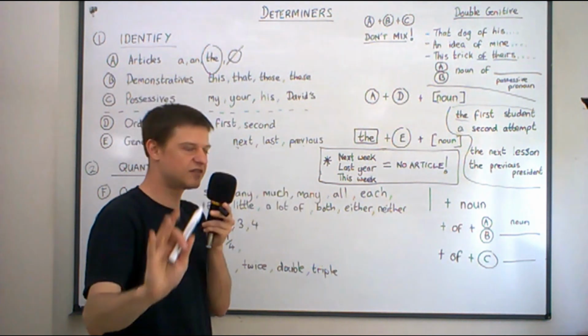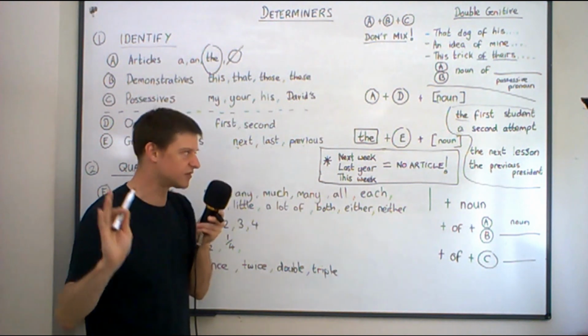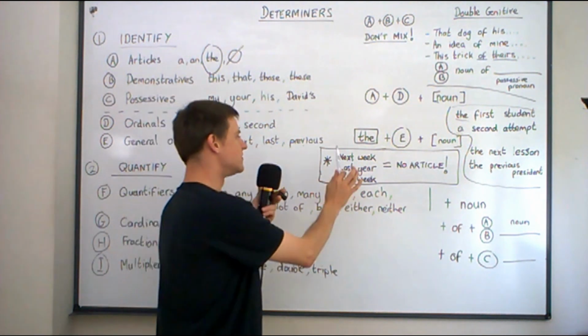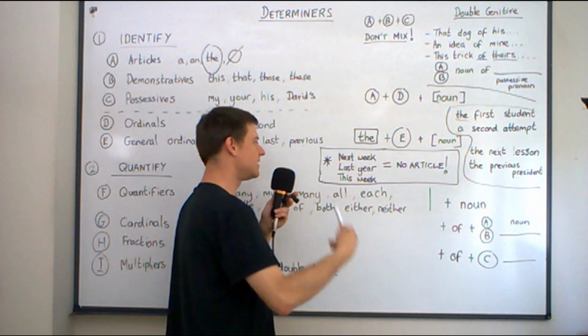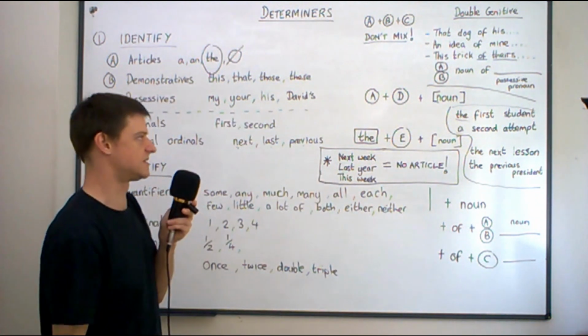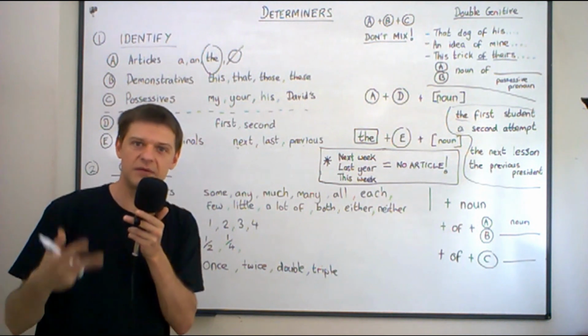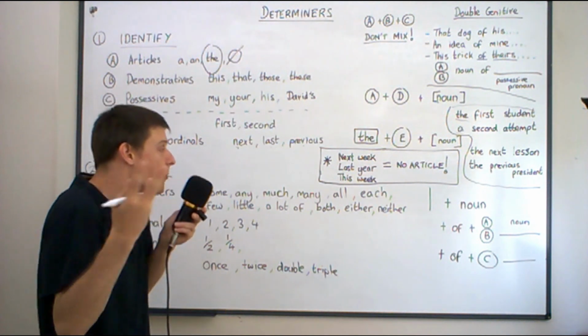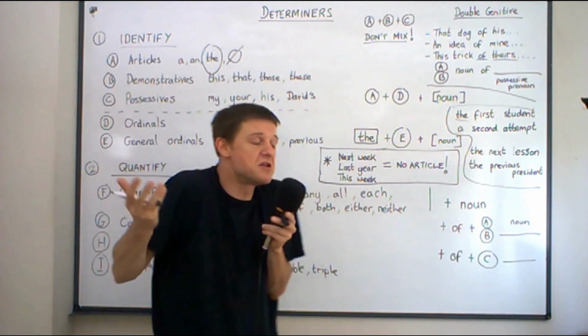However, there are exceptions, as always. Nothing is ever so simple. So with next week, last year, next month, last week, there's never any article when we talk about weeks, months and years. Why? I must admit I don't know why.